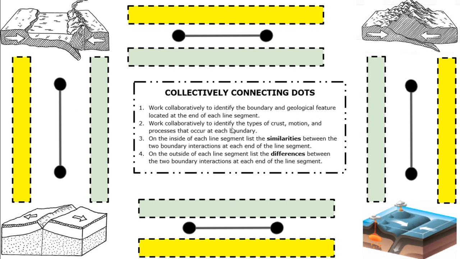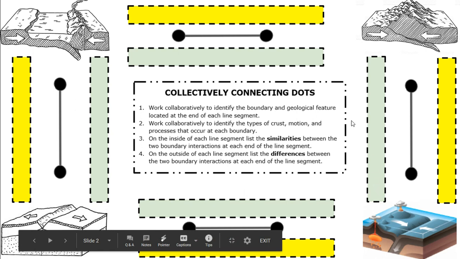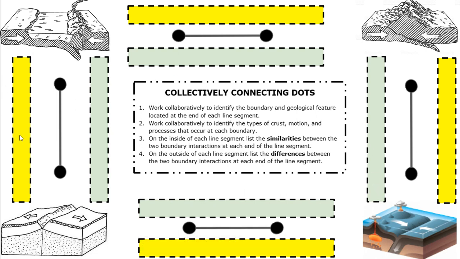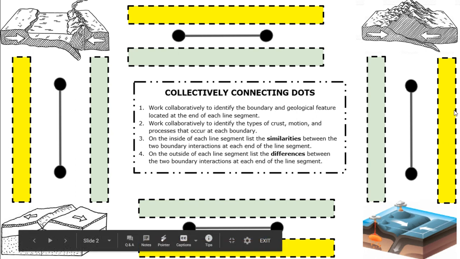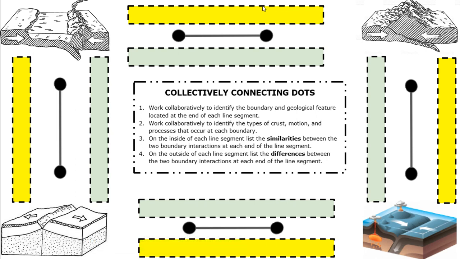Then we're going to work collaboratively to identify the types of crust, the motion, and the process that occurs at each boundary. Then on the inside of each line segment, we're going to talk about similarities, and on the outside of the line segment, these yellow blocks, we're going to talk about the differences between the two boundaries at each line segment. So let's start. Let's try to work through 1 through 4 together. Let's start with this one. We'll identify the boundary and the geological feature.